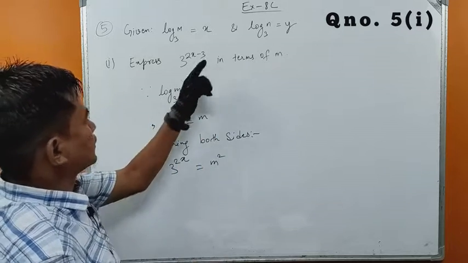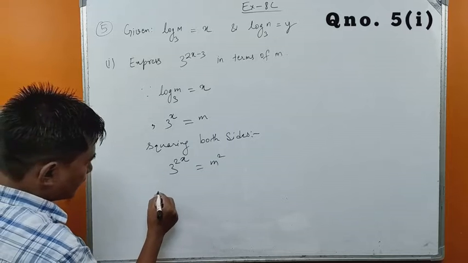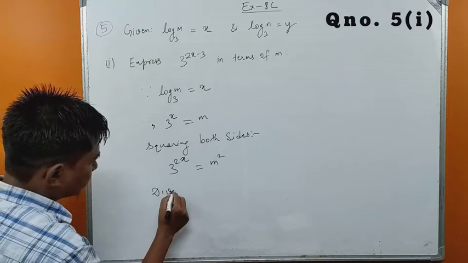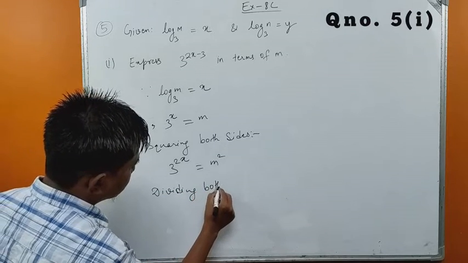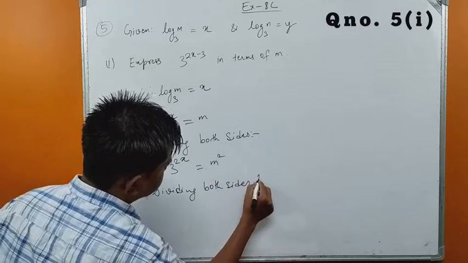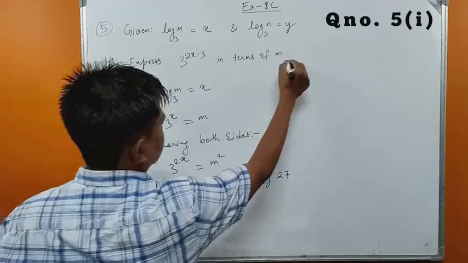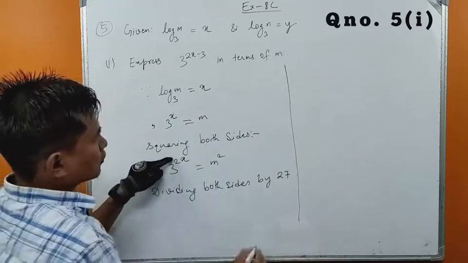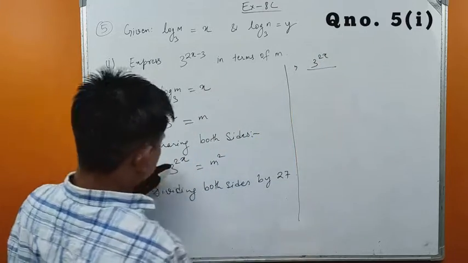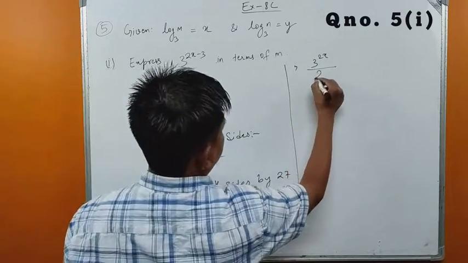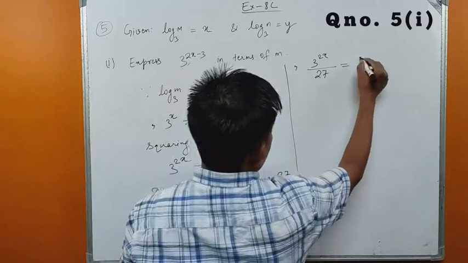Now we need minus 3, isn't it? So dividing both sides by 3 cube, okay, dividing both sides by 27. 27 means 3 cubed, isn't it? So let me continue this here. 3 to the power 2x upon 27, dividing both sides by 27, okay, equals m square upon 27.